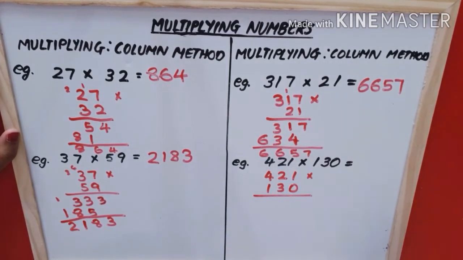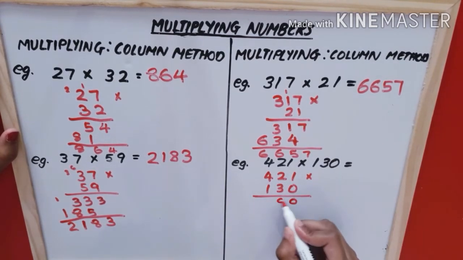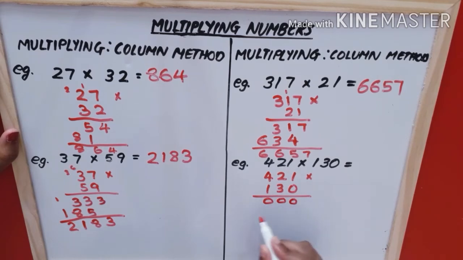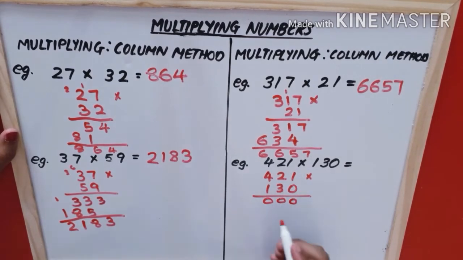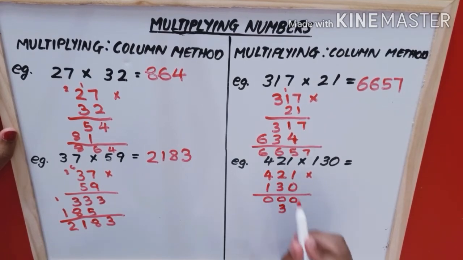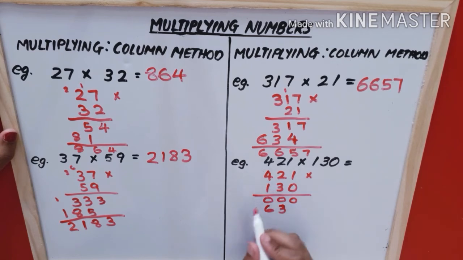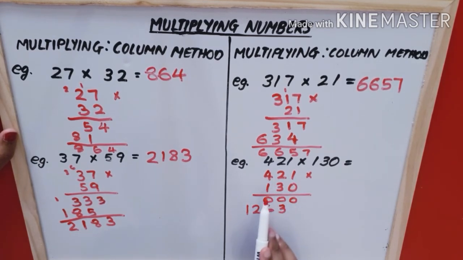And as always, you start from the right. Now, any number times by 0 is 0. So 0 times 1 is 0, 0 times 2 is 0, and 0 times 4 is 0. Next, you do 3 times 1, which is 3. You write it under the tens column. 3 times 2 is 6. And 3 times 4 is 12. And you write the full answer because there is no number before the 4.